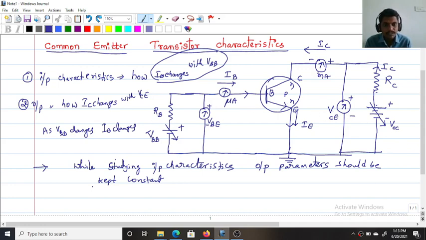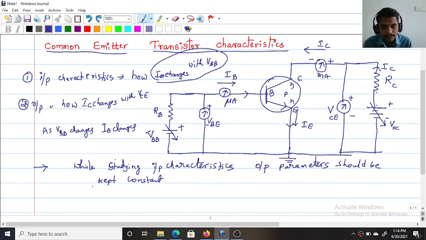We need the change of IB only due to VBB, not due to VCE. We need the base current only due to the variation of the base to emitter voltage, not because of the collector to emitter voltage. That is why, while studying input characteristics, output parameters should be kept constant.